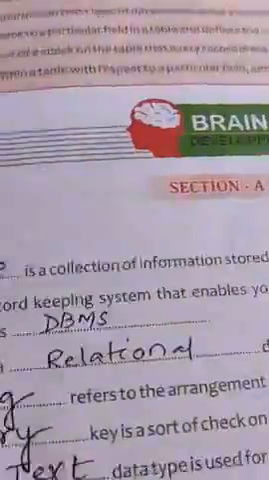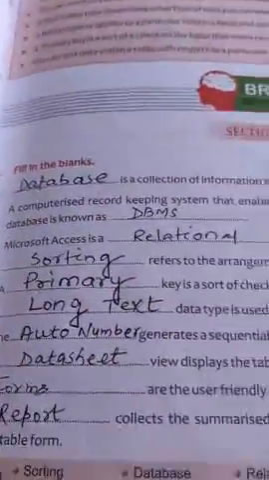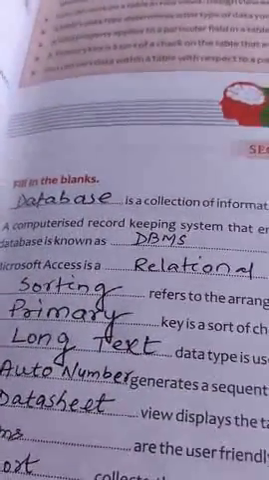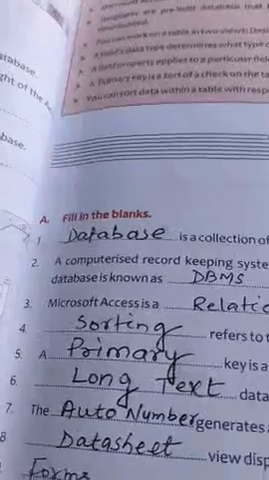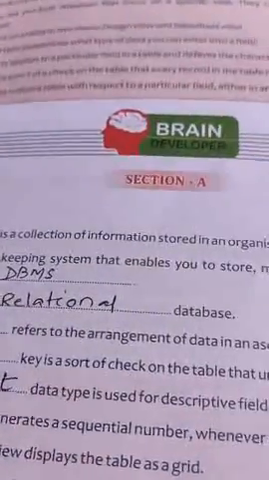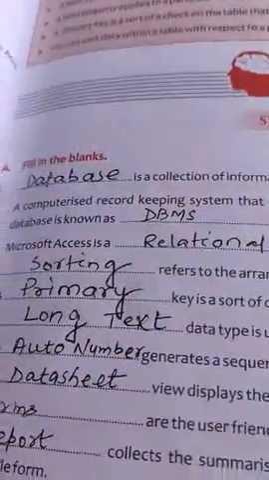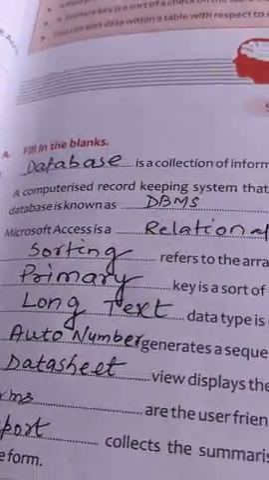I'm Ashok Kumar Mishra. Today we will continue with the objective-based questions of Chapter 2, that is, Log on to Microsoft Access. First question: dash is a collection of information stored in an organized way. Answer: database. Second question: a computerized record-keeping system that enables you to store, modify and extract information from a database is known as DBMS.